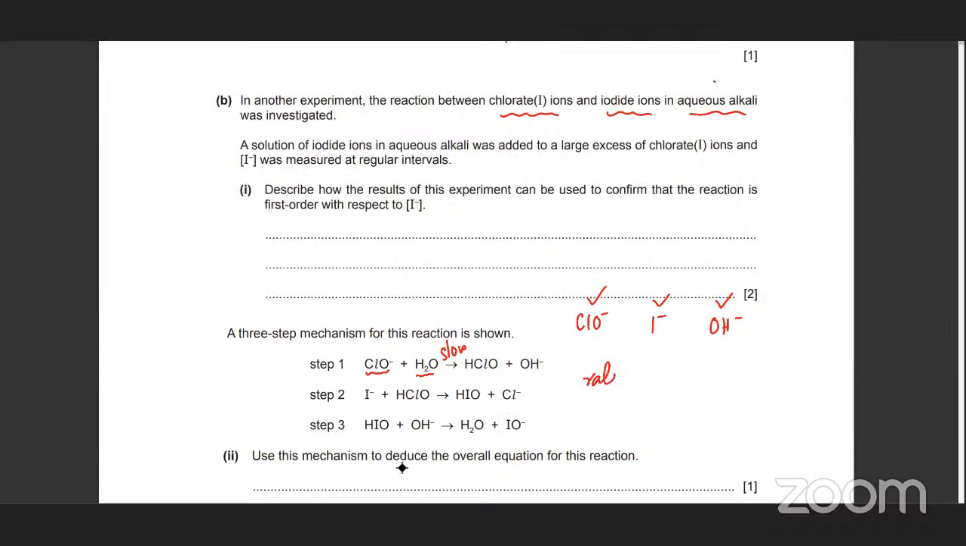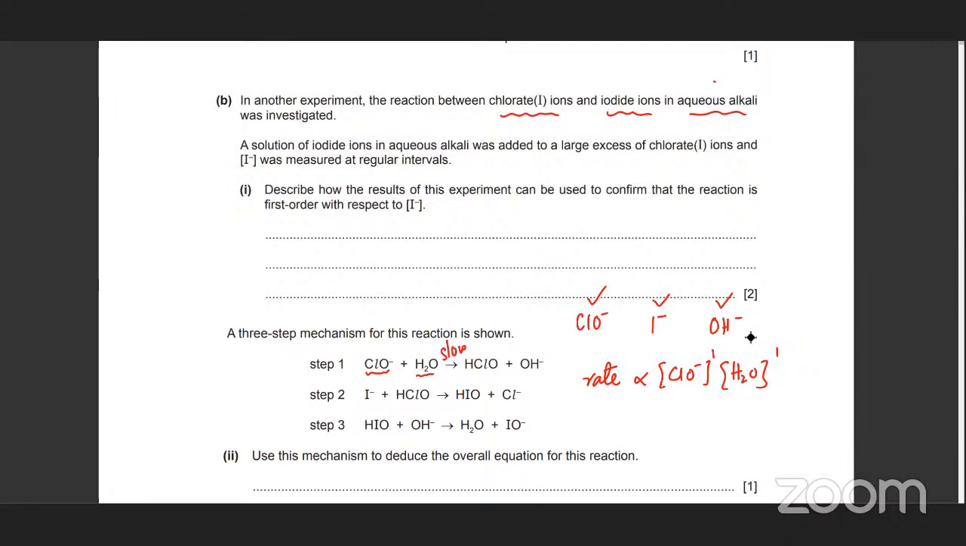So in this case, if the first step is the slow step, then the rate would be dependent on the concentration of ClO minus 1 and the concentration of H2O. So it would be order 1 with respect to these two, and order 0 with respect to I minus 1 and order 0 with respect to OH minus 1 as well.